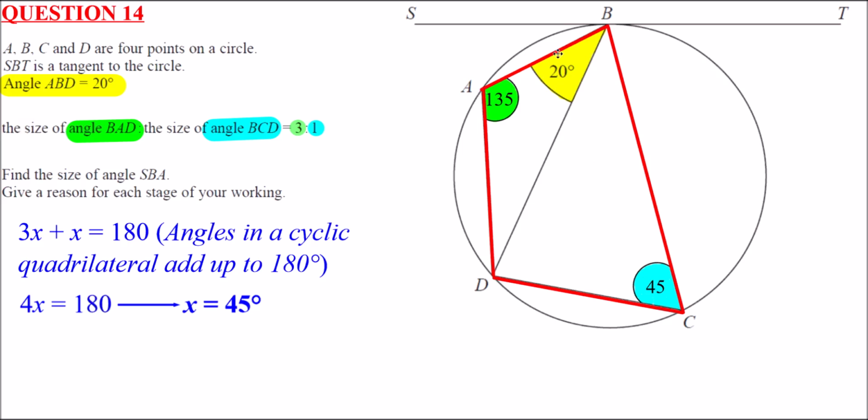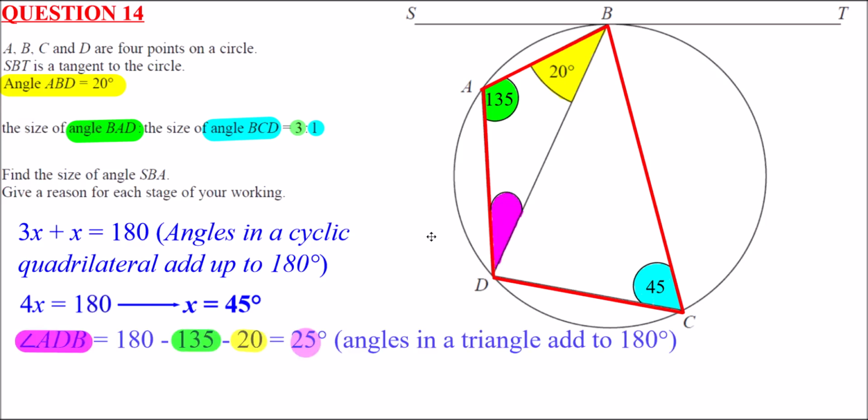Now looking at this triangle ABD, we know two angles, we can therefore work out the third. If we do 180 take away 135 take away 20, that'll tell us the size of angle D. Angle D, this purple one, must be 25 degrees therefore. And we can say, using our working, angle ADB, this purple one, is 180 minus 135 minus 20, which gives us 25 degrees. And as obvious as this may be to you, we get marks from the examiner for giving a reason why. The reason there is we know that angles in a triangle add up to 180.